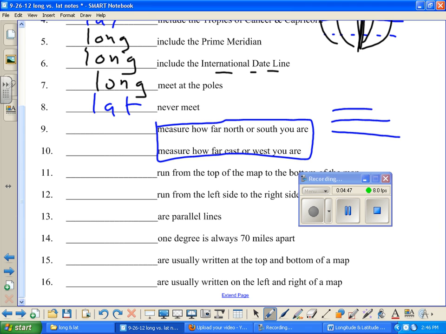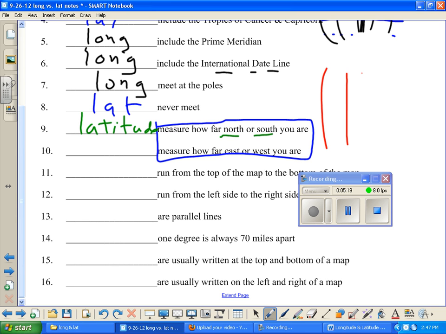Draw you some latitude lines. Now start jumping up and down, touching the lines. Oh, I'm going south. I'm going north. I'm going south. As you change latitude lines, you're measuring how far north or south you are.